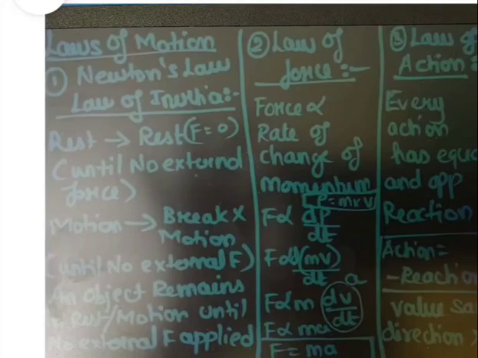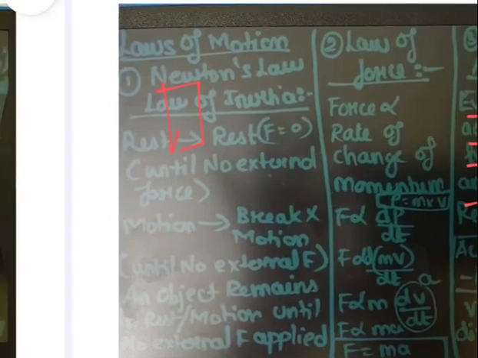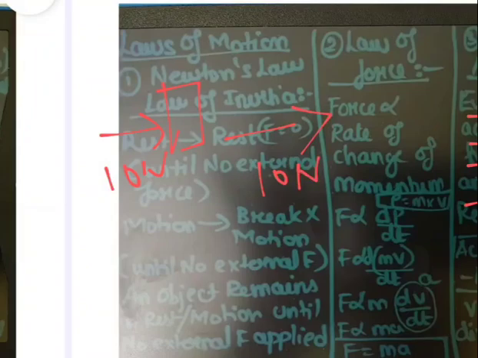Coming to the law of action, it is very simple. Every action has an equal and opposite reaction. So if there is any action, for that there is an equal and opposite reaction. The equal and opposite reaction means that, say for example, I am putting a force here of 10 Newton. So this object will move forward with 10 Newton. So the value is the same. The action and reaction, the value is the same, but the direction is different.